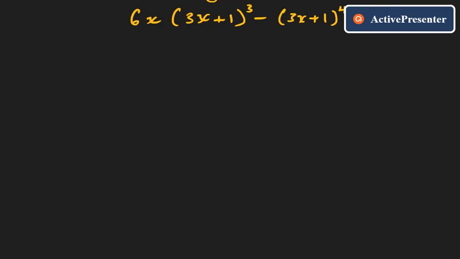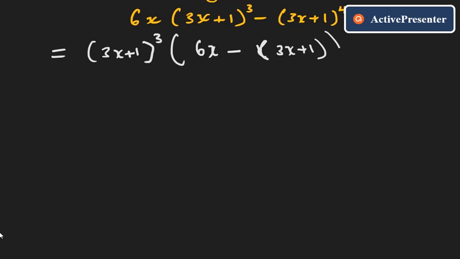Another question: if you have 6x multiplied by (3x plus 1) cubed minus (3x plus 1) to the power 4. Now take the greatest common factor, which is (3x plus 1) cubed. Open parentheses, we will be left with 6x minus (3x plus 1). Now close. This is to the power 3.